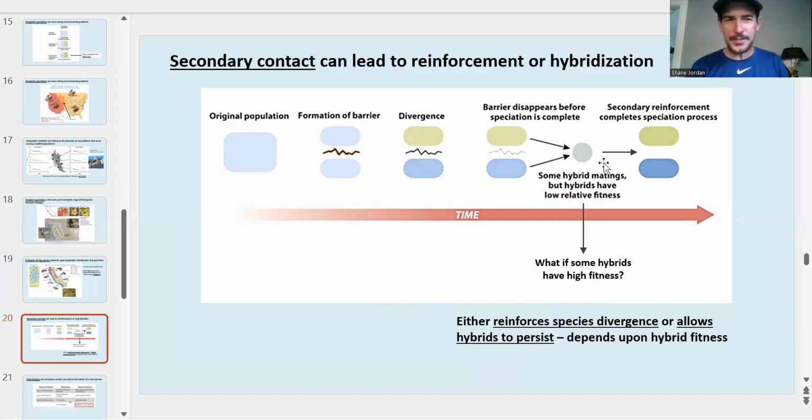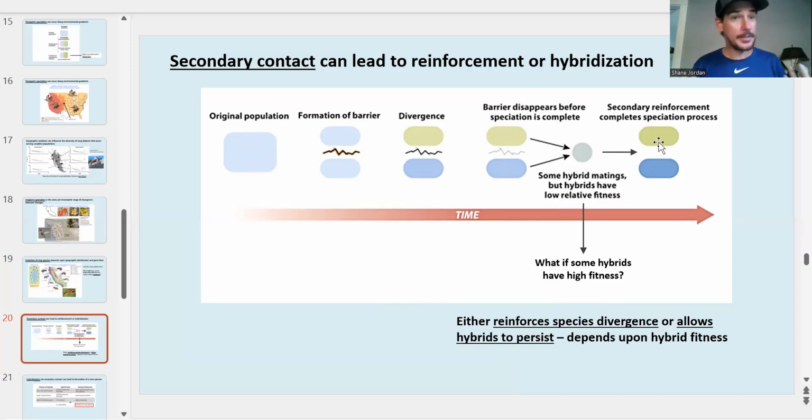And then there are basically 2 possible outcomes via this process of secondary contact. There will be some hybrid matings between individuals from the 2 separate populations. But the question is, do the hybrid offspring have high relative fitness or low relative fitness? If they have low relative fitness, secondary contact will reinforce the process of speciation. If these individuals from these 2 populations come together, they're making offspring, but those offspring are not very viable, not very fertile, probably not going to have offspring of their own.